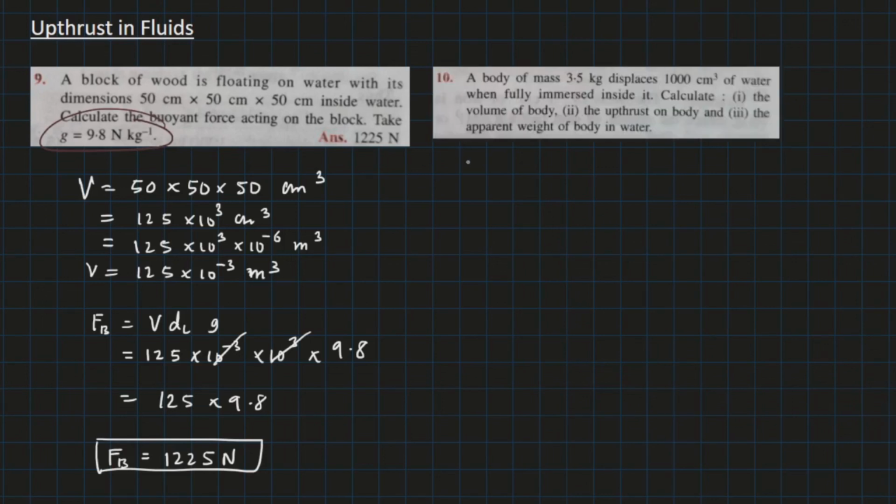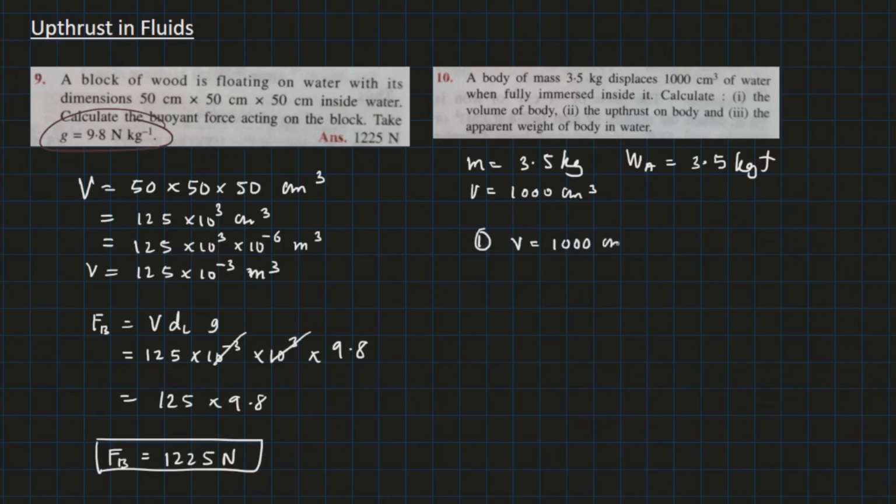A body of mass 3.5 kg. So mass is 3.5 kilogram, and therefore the weight in air is 3.5 kilogram force. It displaces a volume of 1000 centimeter cube. That will be the volume of this whole body, because that much volume of water it is going to displace. You have to calculate the volume of the body. So the first answer, volume, is 1000 centimeter cube. We can express it as 10 to the power minus 6 meter cube, so 10 to the power minus 3 meter cube will be the volume. You can either express in centimeter cube or meter cube, no problem.